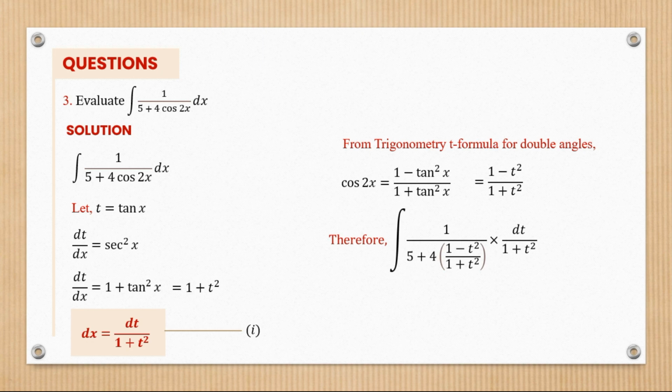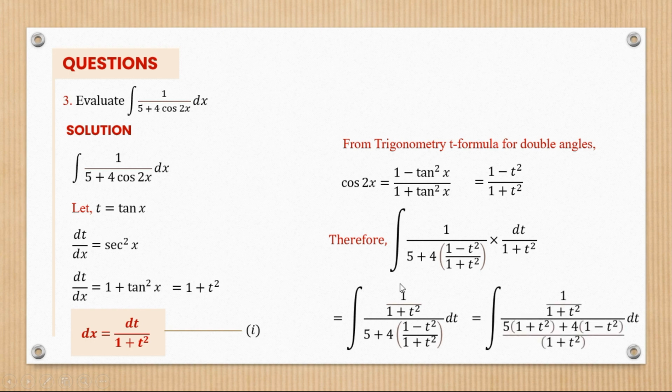So now we're just going to substitute in directly. We have the integral of 1 over 5 plus 4 into 1 minus t squared over 1 plus t squared, times dt over 1 plus t squared. So this is how we can represent it right now. Now this can be taken to the top. 1 over 1 plus t squared shall go to the top and we shall leave dt right there.